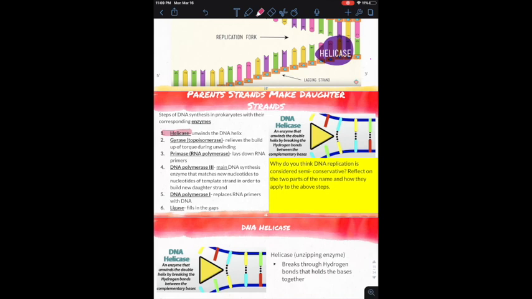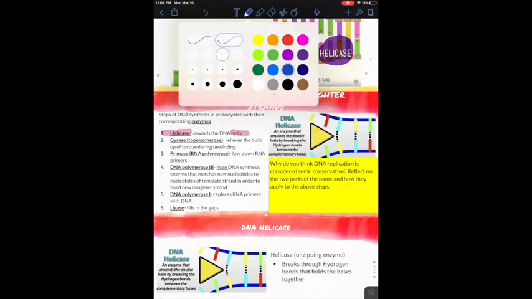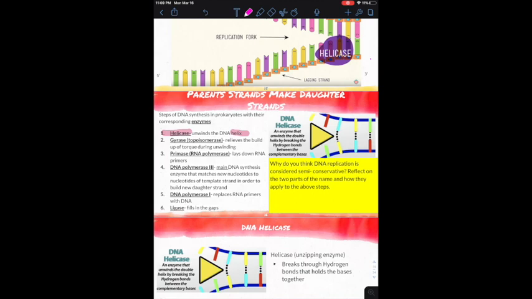Helicase. I asked you, looking at the name of this enzyme, what you think it does. Enzymes end in -ase. So helicase, what does it do? It unwinds the DNA's helix. So helicase, helix. That can help you remember the name of the enzyme and its function.